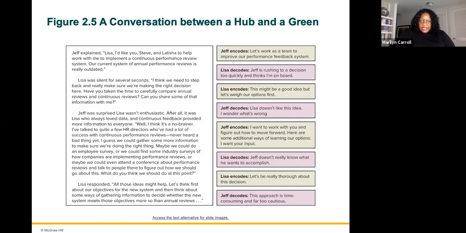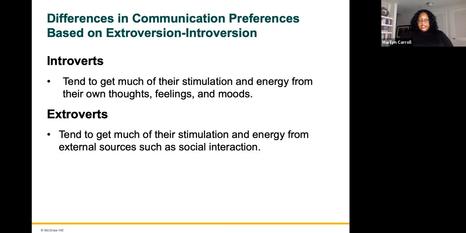So figure 2.5 is that conversation between Jeff and Lisa, and that continues on. So, preferences based on extroversion and introversion. Introverts tend to get much of their stimulation and energy from their own thoughts, feelings, and moods, whereas extroverts tend to get much of their stimulation and energy from external sources such as social interaction. I am an extrovert. I love social interaction. Can't hardly stand being at home by myself.